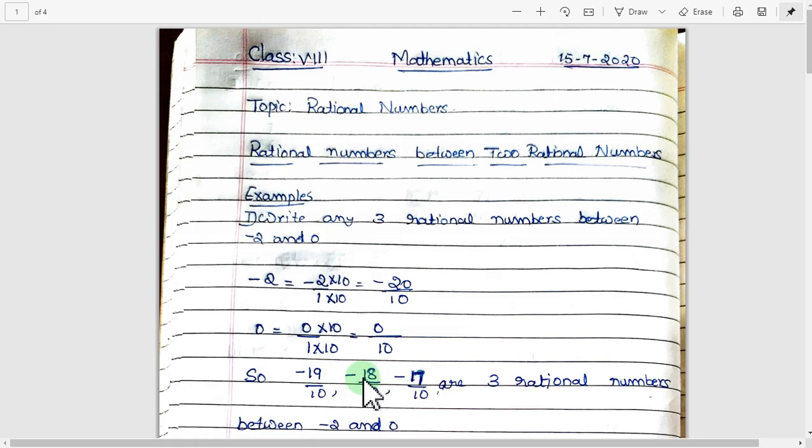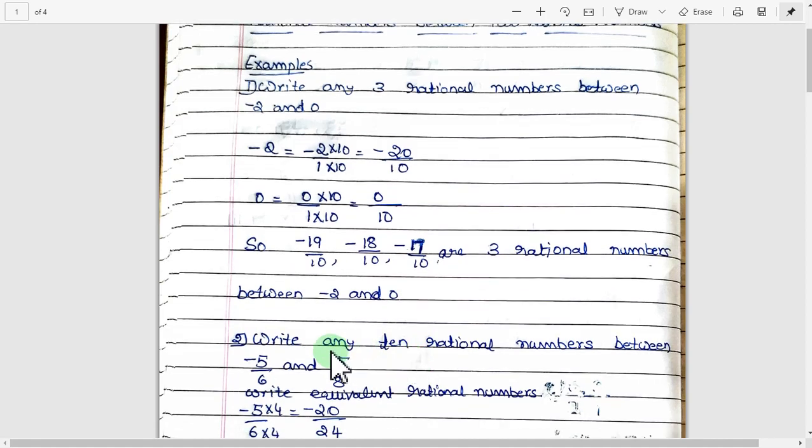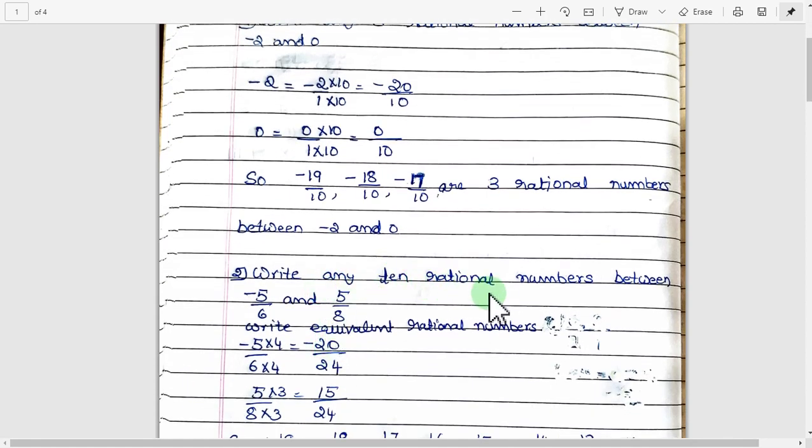By skipping the numbers in between, you can choose the rational numbers such that those numbers should be in between -20 and 0. That is your choice. Any three rational numbers you can write. So now next question, write any 10 rational numbers between -5 by 6 and 5 by 8.